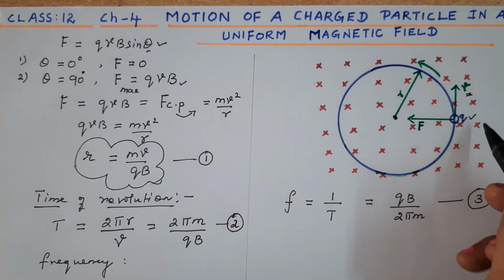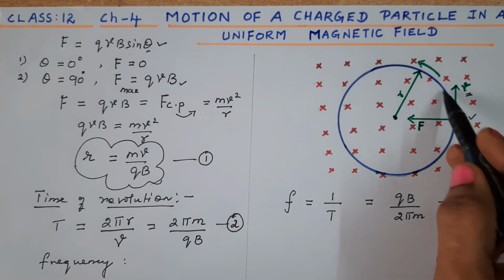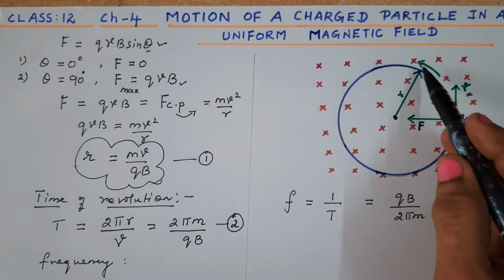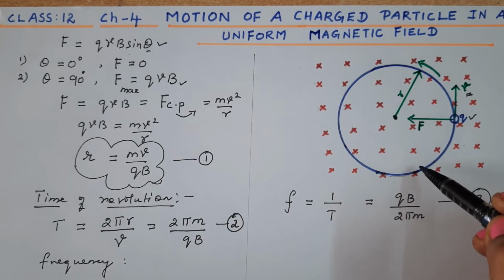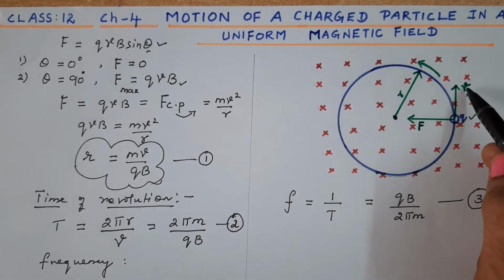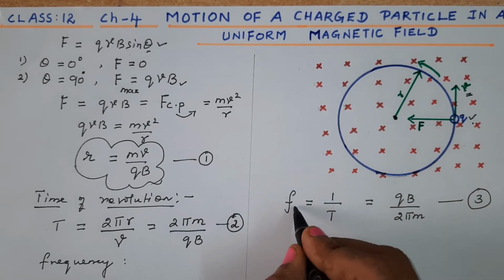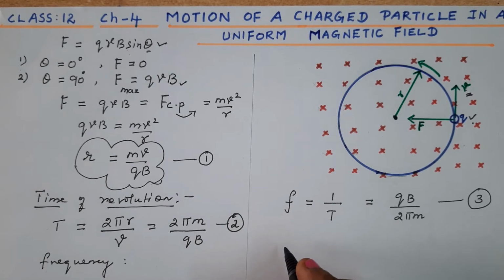when the velocity and the magnetic field are perpendicular, and the magnetic force which deflects the particle continuously in the circular path is also perpendicular to both V and B. This is also used for devices like the cyclotron. We may call this the cyclotron frequency also.